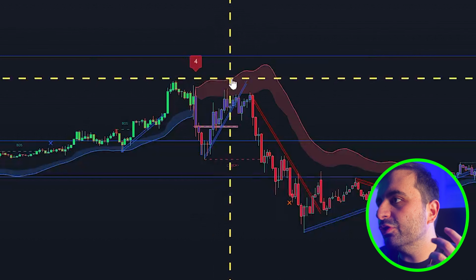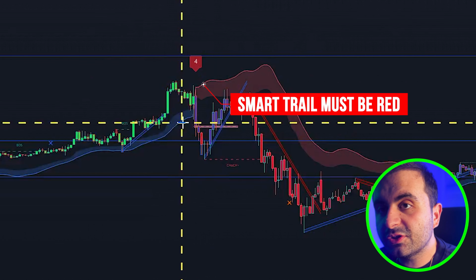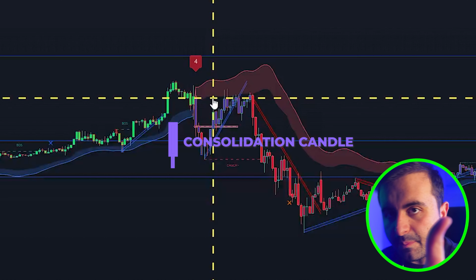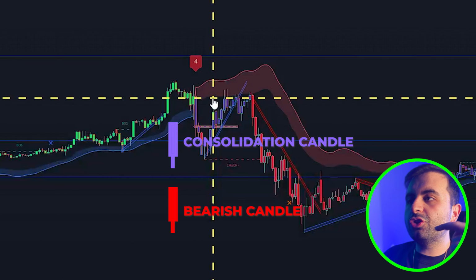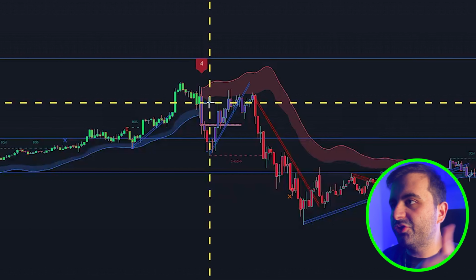And the next thing you should do is, you need to check if the smart trail returns to red. It should be red, and your candle color must be purple or red. It shouldn't be green. If it is green, we are passing that out. So it is purple, check one.